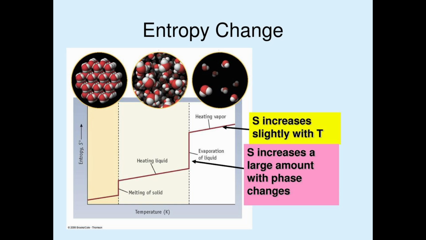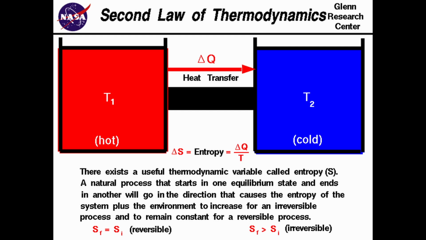Let's look at some real life examples of spontaneity. Ice melts at room temperature because of an entropy increase. Combustion of wood is spontaneous and releases heat. Even the slow rusting of iron is a spontaneous process, though it takes time.